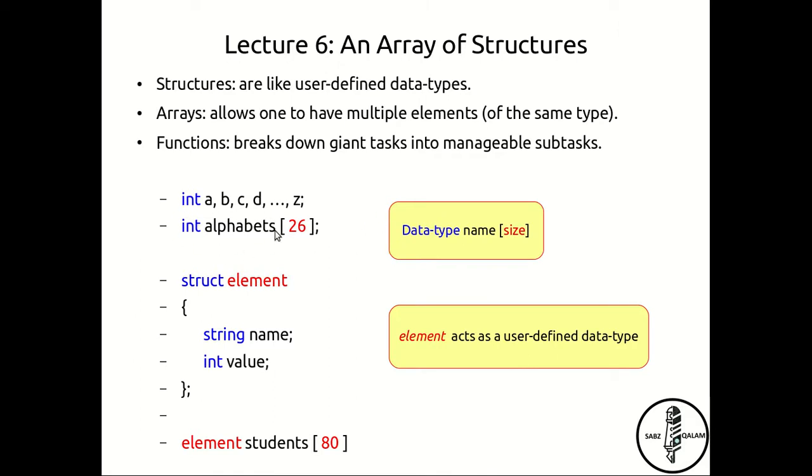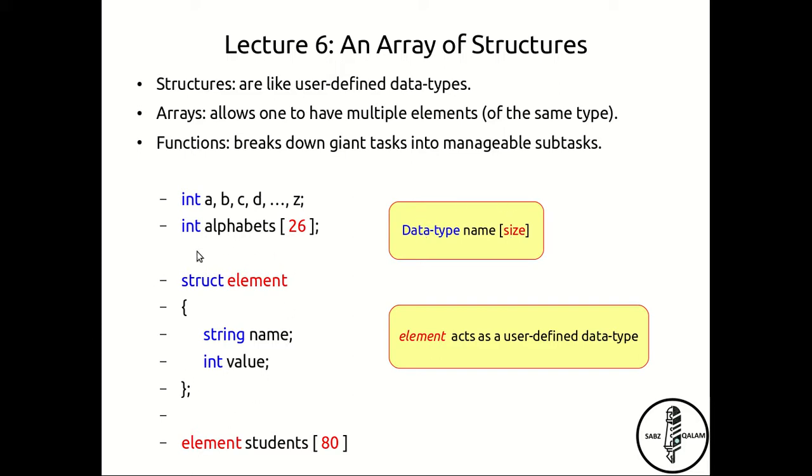So by using arrays, you have this one variable by the name of alphabets, which acts as an array of the data type integer, where each of the elements within this alphabets array, all 26 elements, are of the same data type. So the general formulation is data type, name, and within square brackets the size. So all the individual components of the array have the same data type.